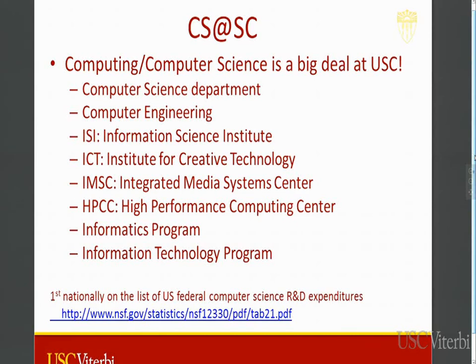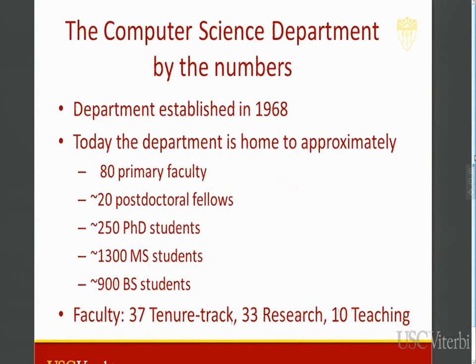So it's important to realize that USC is a fairly large computer science department by many measures. And one measure is the amount of money the U.S. federal government spends on computer science research and development. And in fact, USC is first nationally on this list. If you want to look up the statistics, I've included a URL at the bottom of the slide. So CS at SC is a big deal. We have a department and many institutes and centers, and our faculty have appointments in these places. And there's a wide variety of subjects you can study here as a consequence of having this big umbrella.